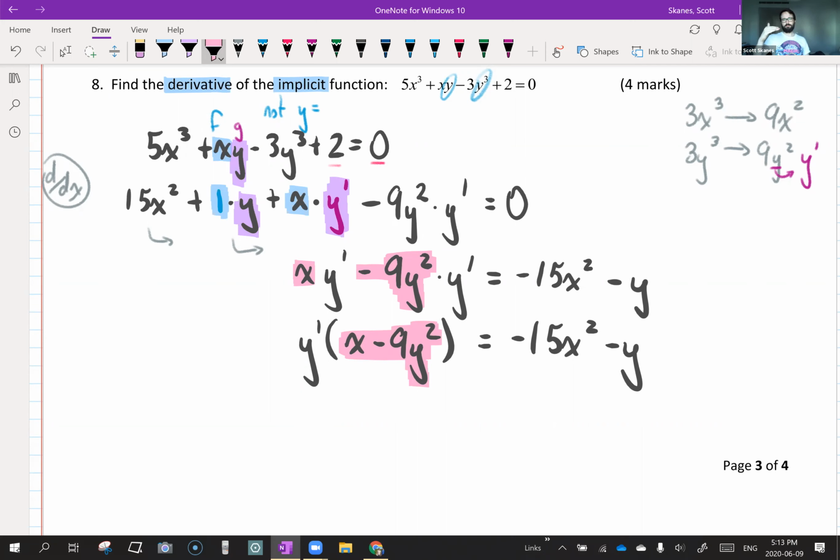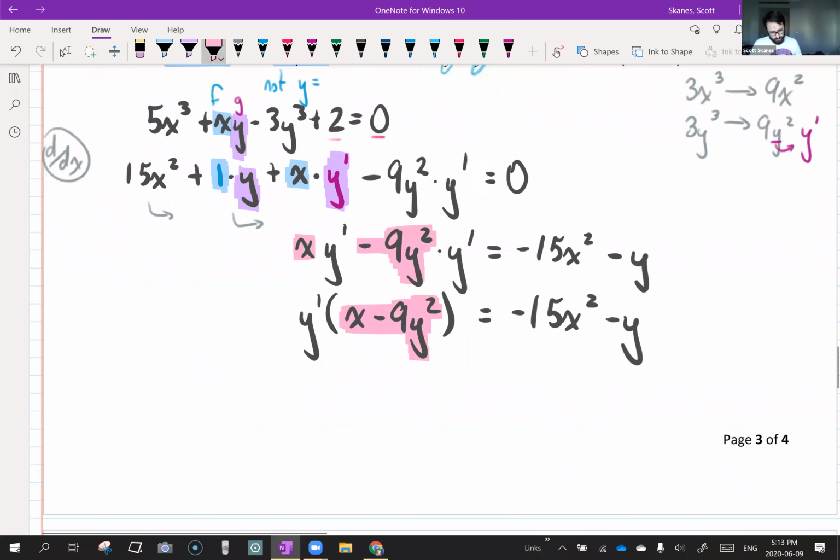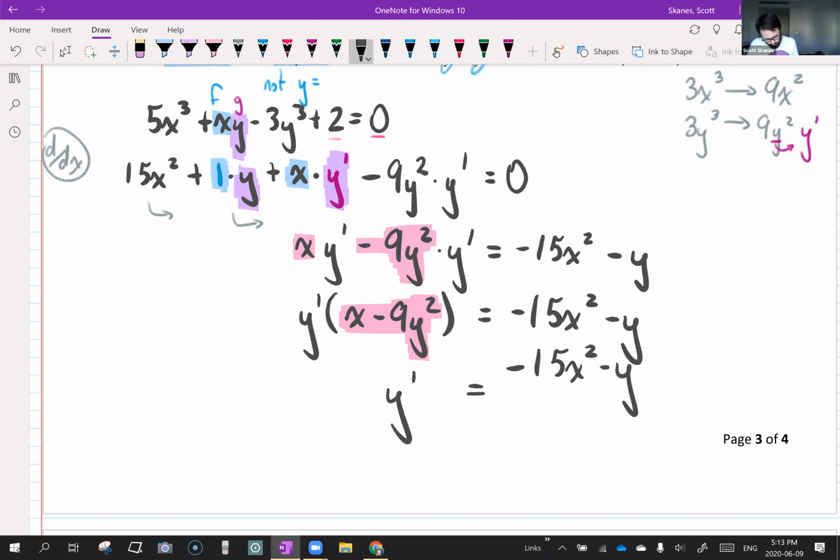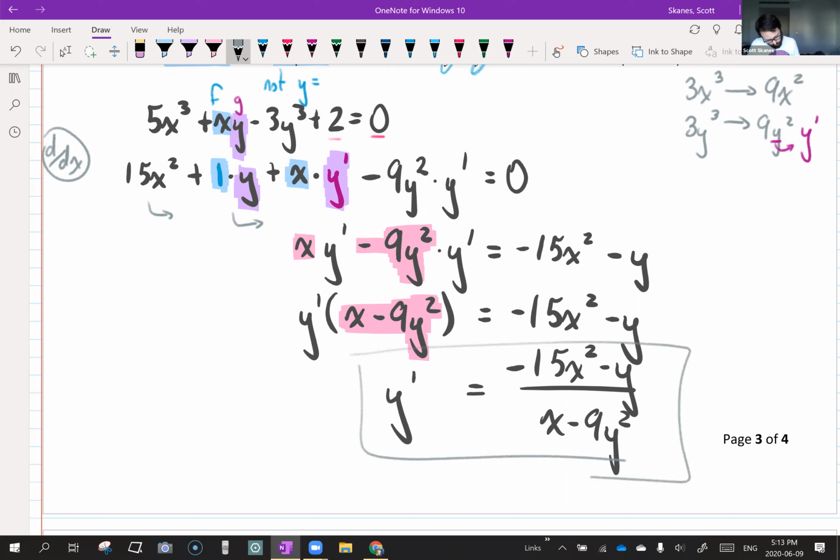First step, derivative. Second step, move things to the other side and factor. Final step, divide. We're going to divide everything by this term. Easy peasy, hopefully. Easy peasy.